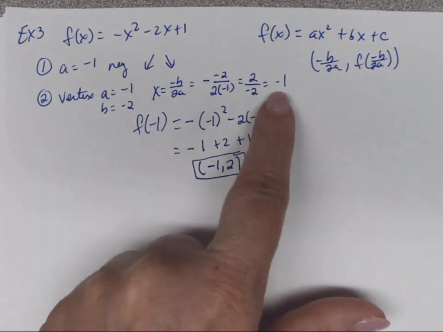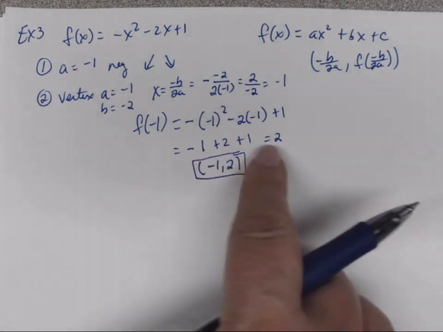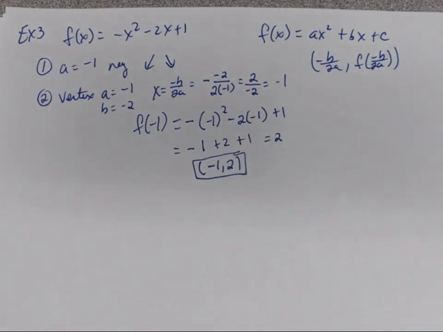So that's our vertex right there. So all you got to do is find what the x value is and then just plug it into your formula. And this is all addition, so it doesn't matter the order so much. I try to do it by visually what I can see.